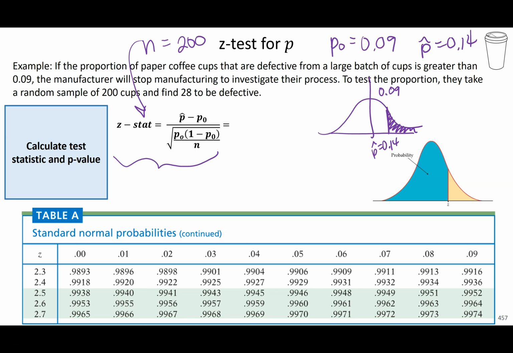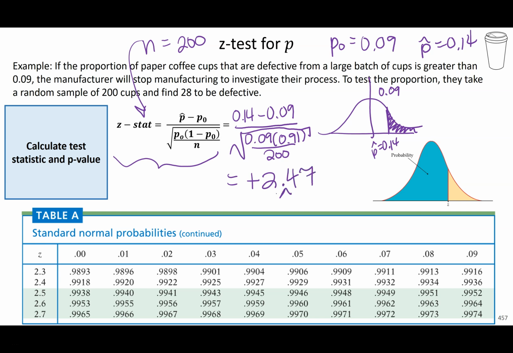So let's find the z-statistic first. 0.14 minus 0.09 over the square root of 0.09 times 1 minus 0.09 over 200. This is not do-in-your-head math unless you're just really good that way. I end up getting positive 2.47. So I can break that up into 2.4 and 0.07. 2.4 tells me which row to look at, 0.07 tells me which column.